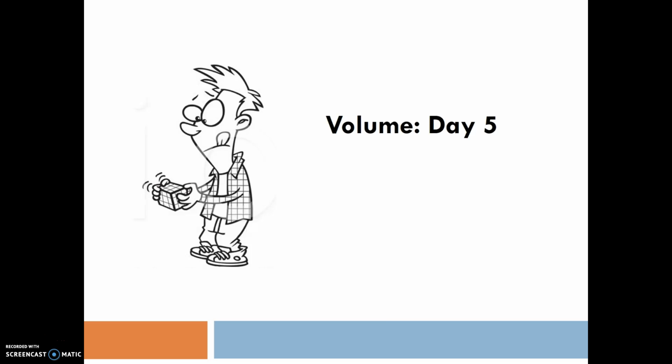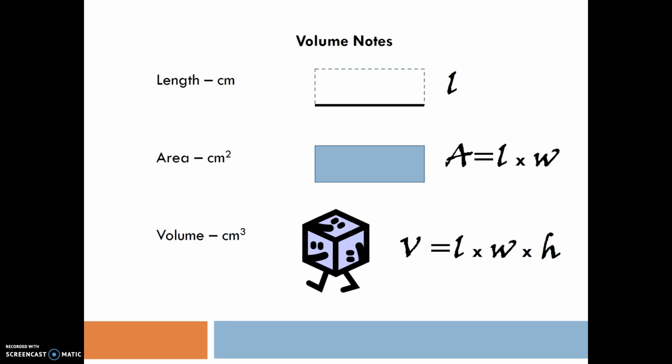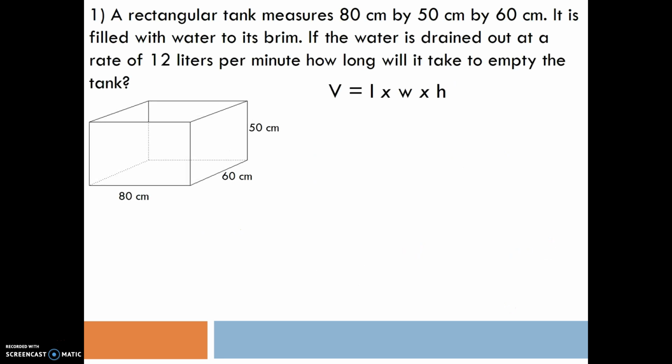Hey guys, this is volume day 5, and today we're going to add rate of flow to our volume problems. At the top of your notes, make sure that you've reviewed your length, area, and volume. So you should be writing centimeter, and then for area, centimeters squared, and for volume, centimeters cubed. Write the area and the volume formulas, please. All right, let's get right into it.